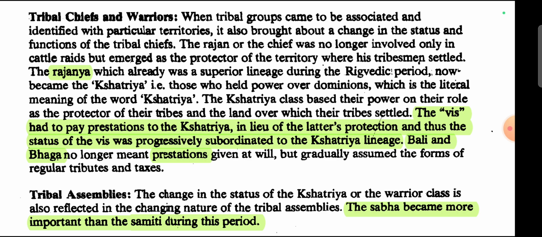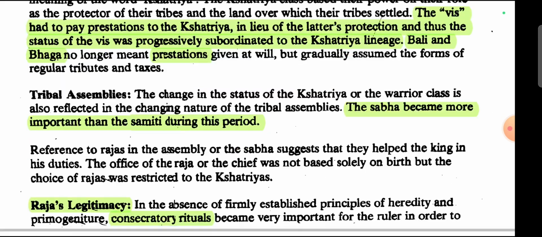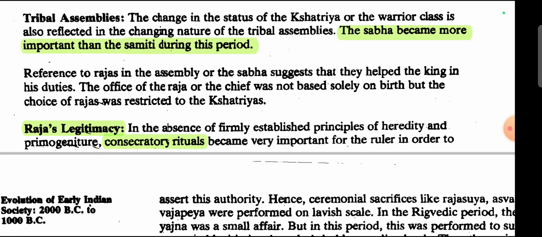Bali and the Bhag no longer meant prestations given at will, but gradually assumed the forms of regular tributes and taxes. Tribal assemblies. The change in the status of the Kshatriya or the Vaishya class is also reflected in the changing nature of the tribal assemblies. The Sabha became more important than the Samiti during this period. Reference to Raja in the assembly or the Sabha suggests that they helped the king in their duties.